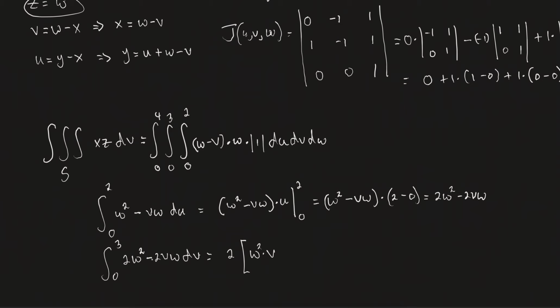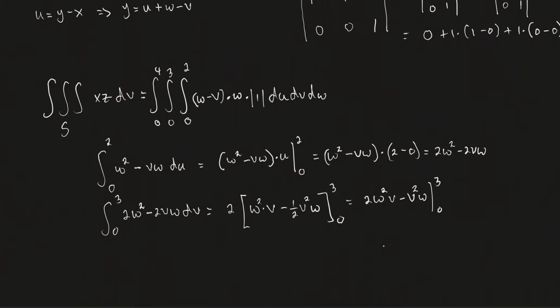And then now I have to integrate vw with respect to v. So the w here is a constant multiple, which will be brought down, and then we'll have 1/2 v squared times w, and then that goes from 0 to 3. Now, it was probably a better idea to leave the 2 in, so let me distribute that, and then we'll evaluate. So we'll have 2w squared v minus v squared w from 0 to 3. And remember, we're plugging in for v now, right? So let's see what that looks like.